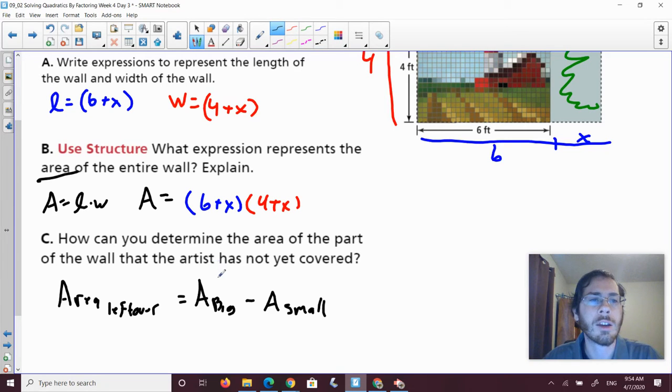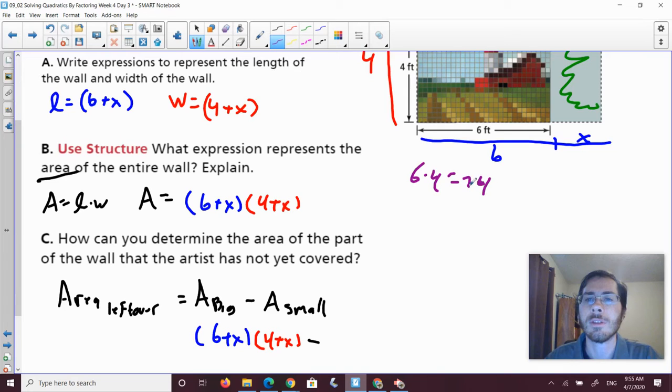So if we look at the area of the big piece, because we want the area of the entire wall, that was this expression here. So that's 6 plus x times 4 plus x minus the area of the small. Well, the area that's already done is 6 times 4, which is 24. So minus 24. So we can just use this as our model.